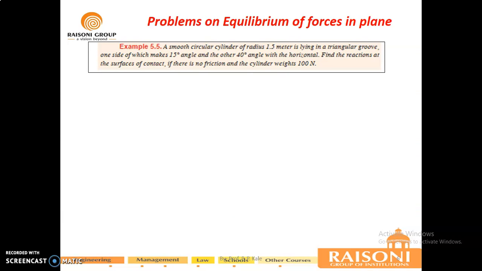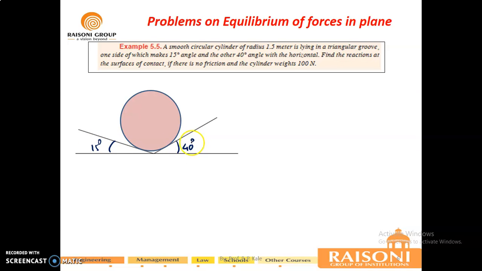Now consider this problem. A smooth circular cylinder of radius 1.5 meter is lying in a triangular groove, one side of which makes 15 degree, other makes 40 degree with horizontal. Find the reaction at the contact surface if there is no friction and the cylinder's weight is 100 Newton. So how to calculate this type of problems? So for that you have to consider one reference line, horizontal line, consider triangular groove, and then consider one cylinder resting into this. So consider this side making 15 degree inclination and this side of groove making 40 degree inclination as given in the question.